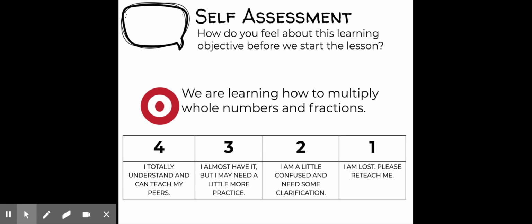Before we get started, I'd like for you to do a little self-assessment and decide how you feel about this learning objective. What is your level of understanding with learning how to multiply whole numbers and fractions?